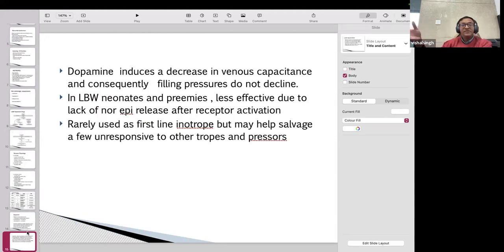It induces a decrease in venous capacitance because of its vasoconstrictor effect, and that also affects the venous sinuses. So the stressed volume moves out, and hence filling pressures do not decline. In low birth weight neonates and preemies, because of the lower receptor density, the norepinephrine effect doesn't really show up. It is rarely used as a first-line inotrope, but may help salvage a few patients unresponsive to other inotropes and pressors when you are in a corner. Sometimes, very rarely.